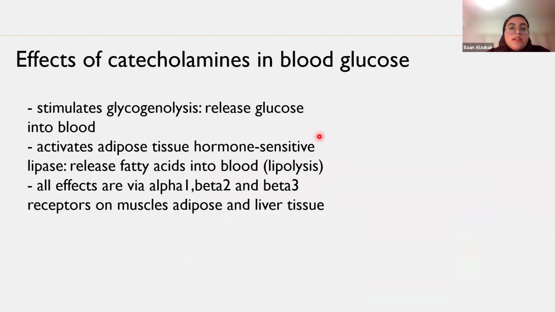Okay, so effects of catecholamines on blood glucose: they stimulate glycogenolysis. That means they release glucose into the blood by breaking down the stored glucose, which is glycogen. It activates adipose tissue hormone sensitive lipase. This breaks down the fatty acids that are found in the adipose tissue, and it releases these fatty acids into the blood. All effects of catecholamines on this metabolism are via alpha-1, beta-2, and beta-3 receptors on the muscles, adipose tissue, and liver tissue. So catecholamines basically work similarly to glucagon, which we're going to talk about now.